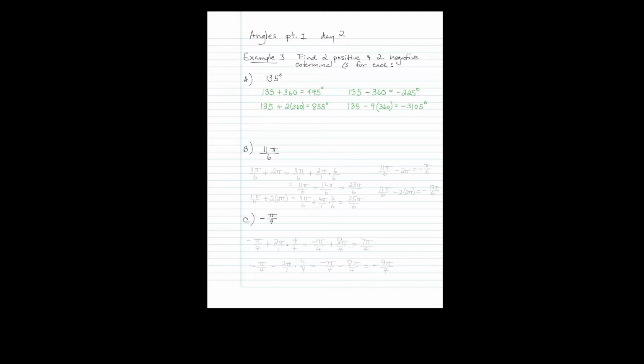So let's do this for an angle that's given in radian measure, 11 pi over 6. So if I take 11 pi over 6 and add 2 pi, I'm going to work with the fractions by hand, but of course you can use your calculator to assist you with this. Then remember, to add fractions you need the same denominator. And so I would need to multiply 2 pi by 6 over 6. And that gives me 11 pi over 6 plus 12 pi over 6, which is 23 pi over 6.